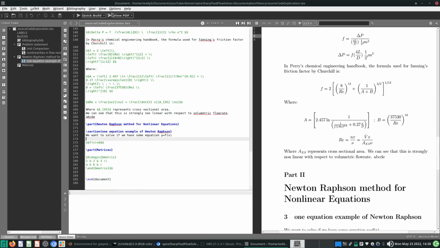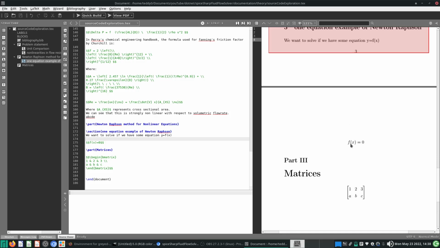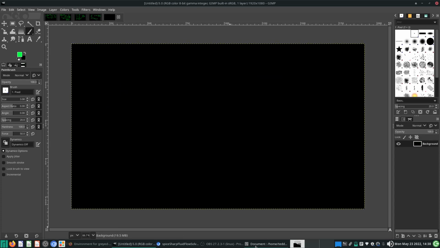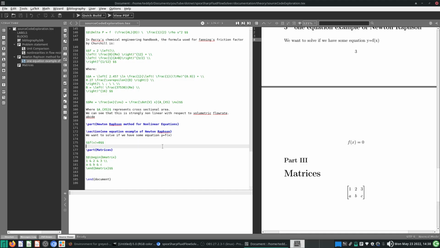Okay, so we want to solve this equation, f of x equals 0. This is what we are solving right here. And we are actually going to make use of derivatives to help us get there. That's the idea. How are we going to use the derivatives to help us get there?